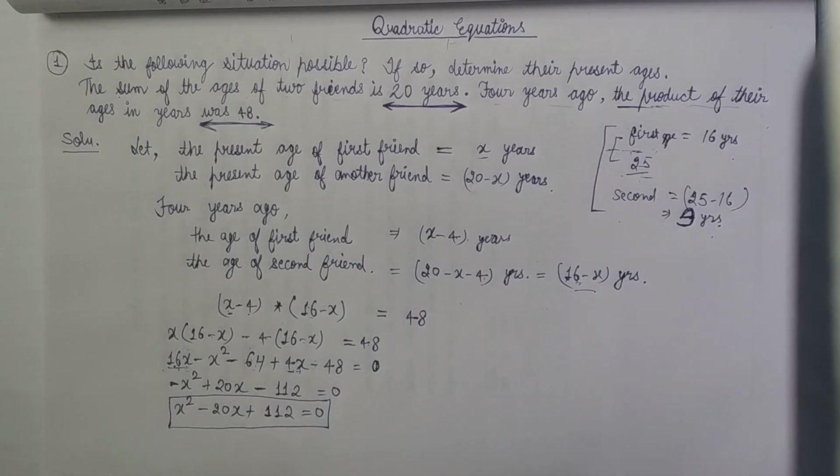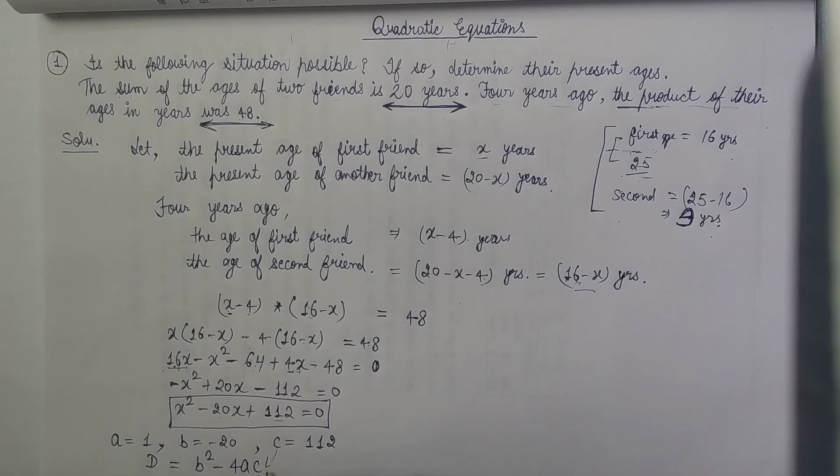So whether we have the roots of this quadratic equation or not, we will check it here by determining the discriminant for this quadratic equation. So we will determine a is equal to 1, b is equal to minus 20, and c is equal to what? 112. A is the coefficient of x square, b is the coefficient of x, and c is the constant term here, right? So now we will determine the discriminant. As we know that our discriminant is always b square minus 4ac, right? So b square minus 4ac.